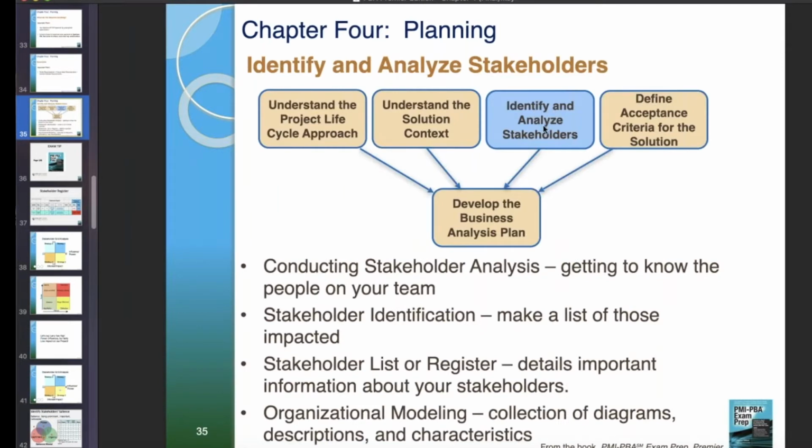So now we identify and analyze stakeholders. Conducting stakeholder analysis, getting to know the people on your team. Stakeholder identification, make a list of those impacted. Stakeholder list or register, details important info about your stakeholders. And then organizational modeling, a collection of diagrams, descriptions, and characteristics.